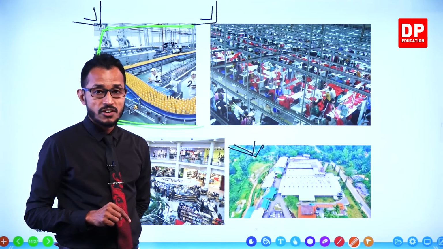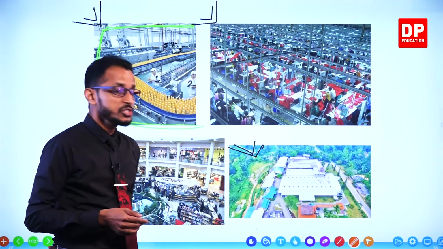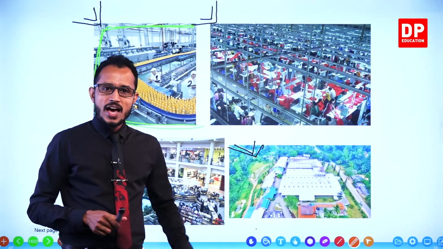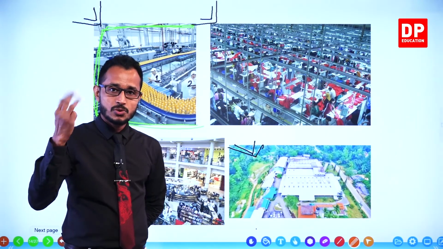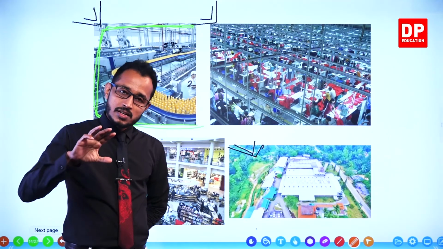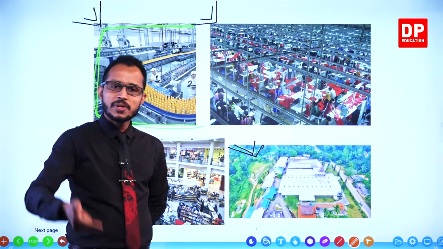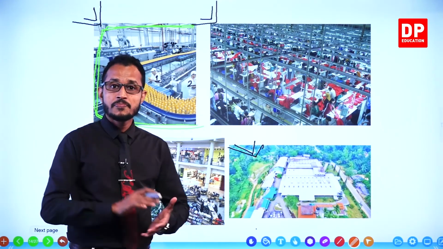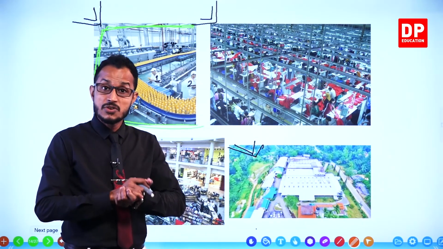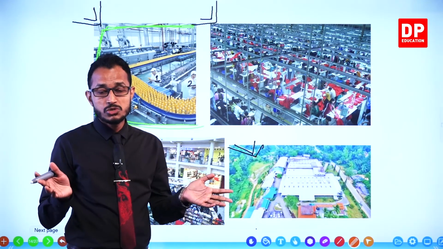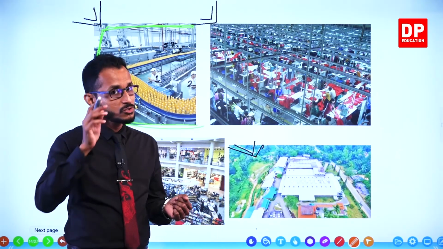Very interesting stuff. I hope you enjoyed today's session, children. We are in Unit 3, Business Organizations. The first 2 chapters have been done. We are moving on to the next chapter in the next session and talking about different types of business organizations and how to choose a suitable organization to start a business.